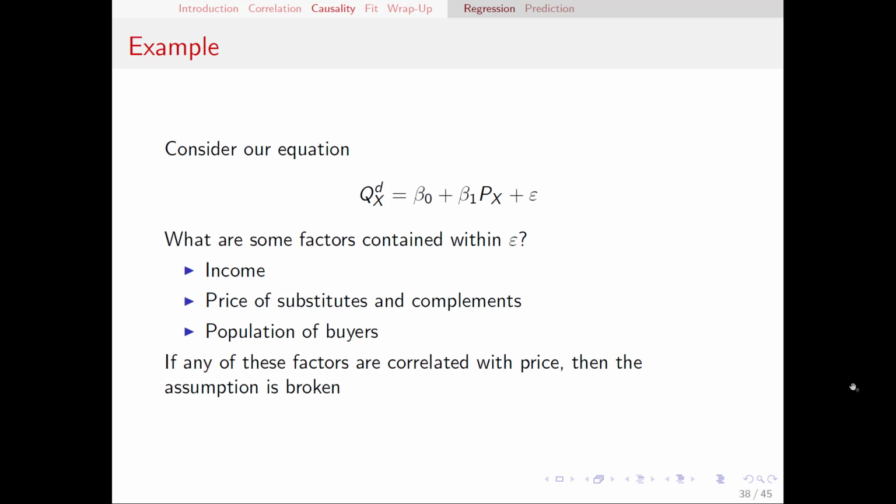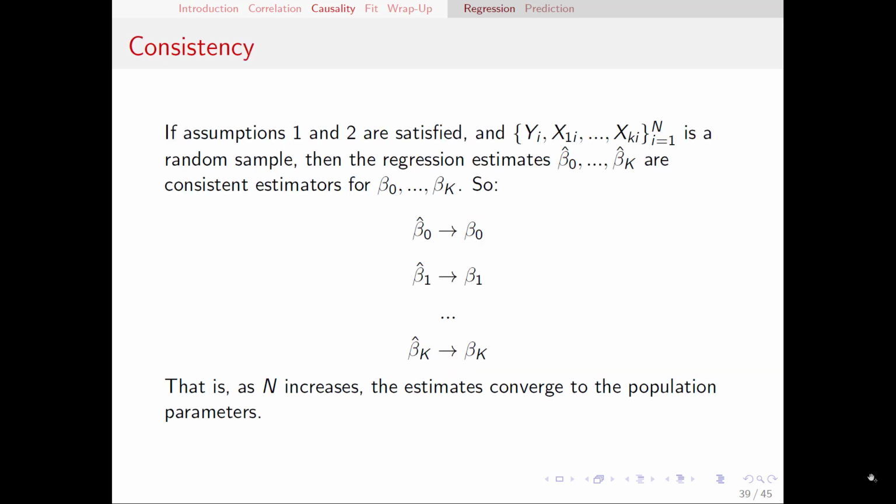We're going to put this issue on hold for the moment and come back to it later. For right now, I do want you to understand that this is a big problem, but for the moment, we are going to move on. If our two assumptions here are satisfied, that we have a linear DGP and no correlation between epsilon and x, then we have consistent estimates. That is to say that our beta hats will converge to our betas as the sample size increases.